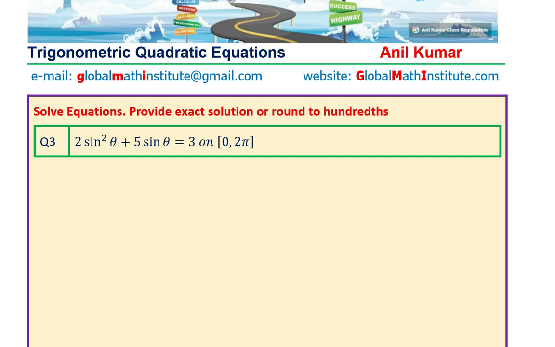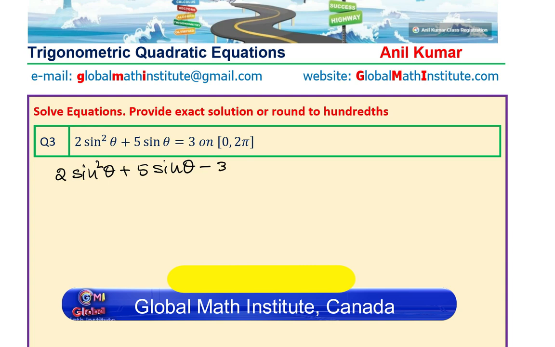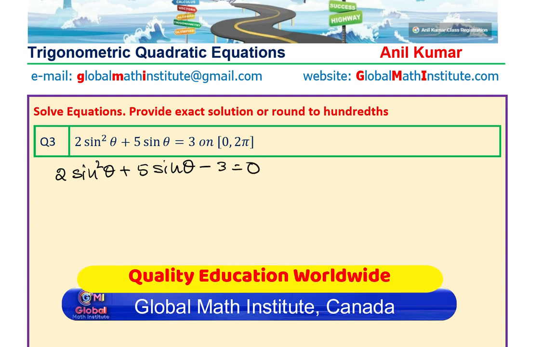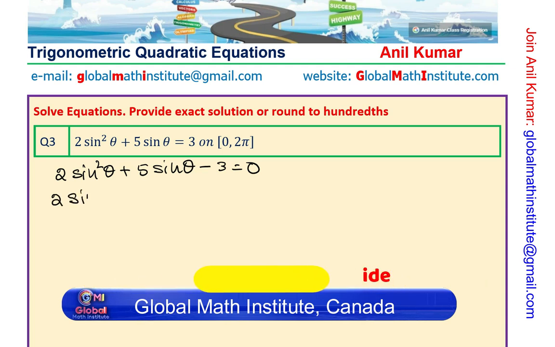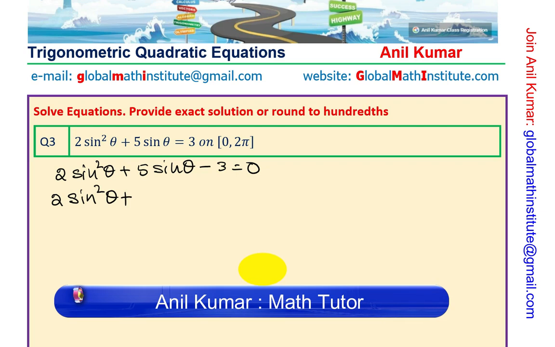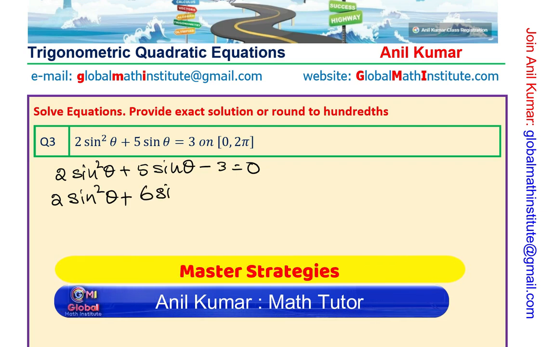So bring the terms together, you get 2 sine square theta plus 5 sine theta minus 3 equals to 0. 2 times 3 minus will be minus 6. We need 5. So let's factor. So we get 2 sine square theta plus 6 and 1 works for us, right? So 6 sine theta minus sine theta. That takes care of 5 sine theta, right?